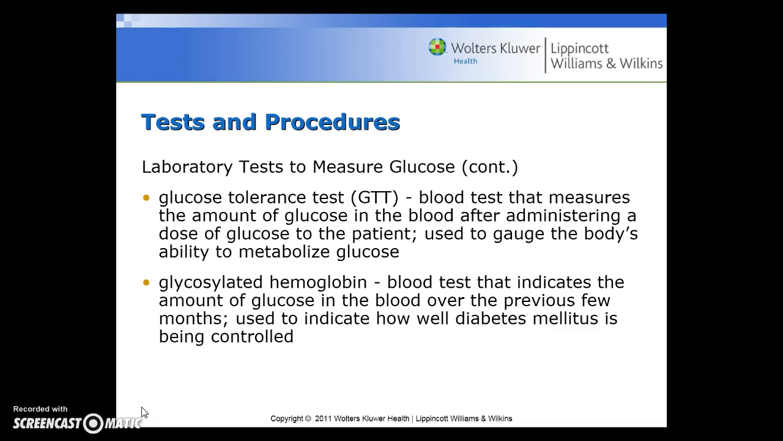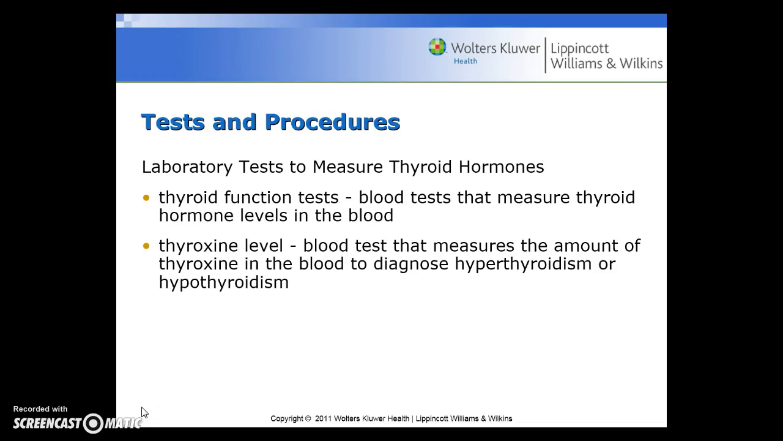Glycosylated hemoglobin test, and that indicates the amount of glucose in the blood over several months, and it's used to indicate how well diabetes mellitus is being controlled. Thyroid hormones. The thyroid function test is the blood test that measures thyroid hormone levels in the blood. The thyroxine level is the blood test that measures the amount of thyroxine in the blood to diagnose hyperthyroidism or hypothyroidism.